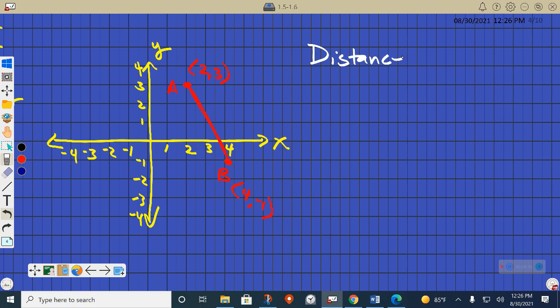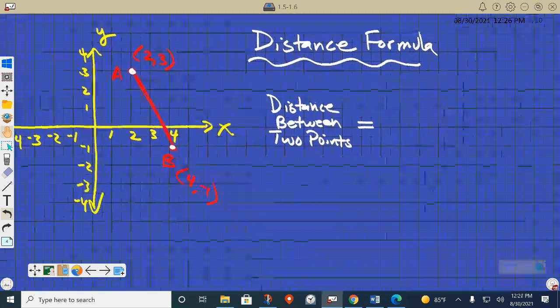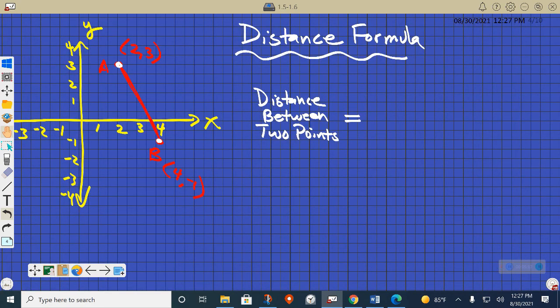The distance formula. Here we go. Go write distance formula. Distance between 2 points equals, here we go. We got 2 points here, A and B. So what's the distance between them? Watch this. I'm going to write the formula right now. You're going to write it with me. Again, it looks scarier than it actually is. It's very easy. Watch.